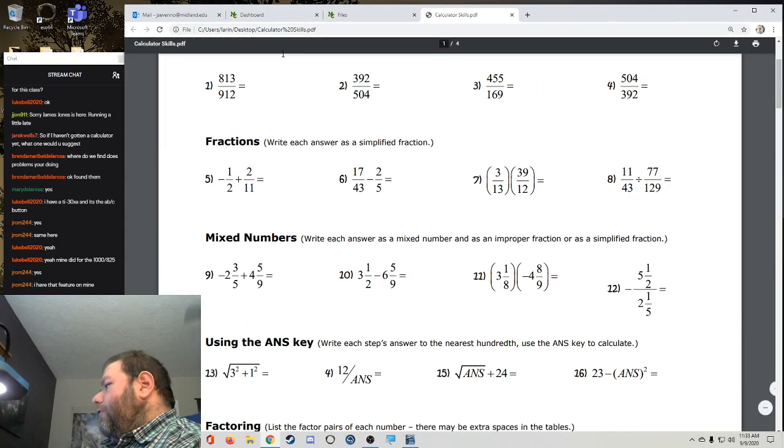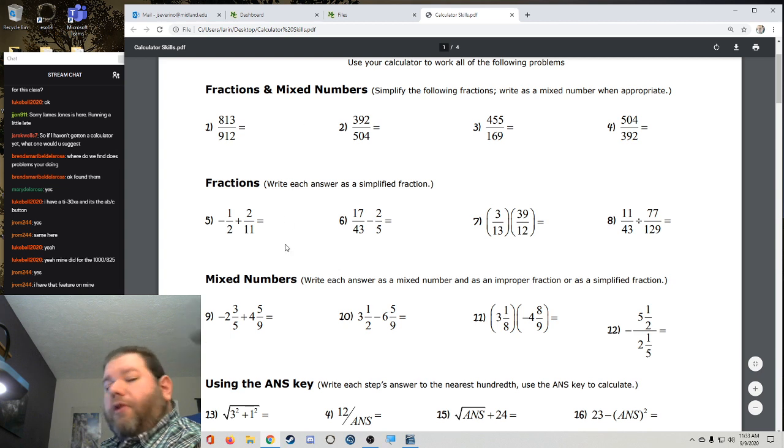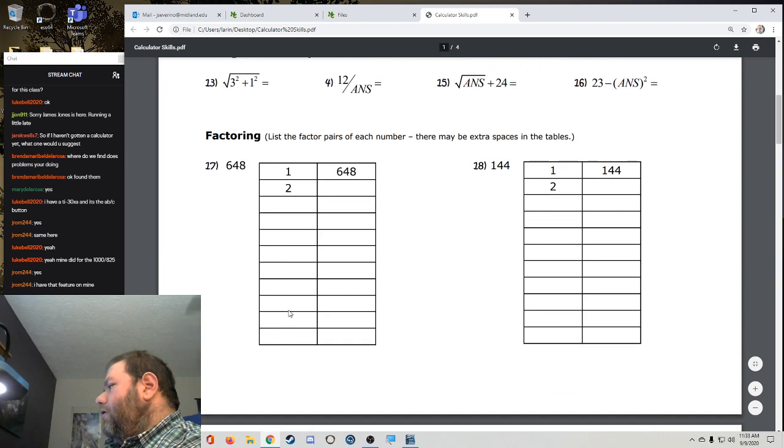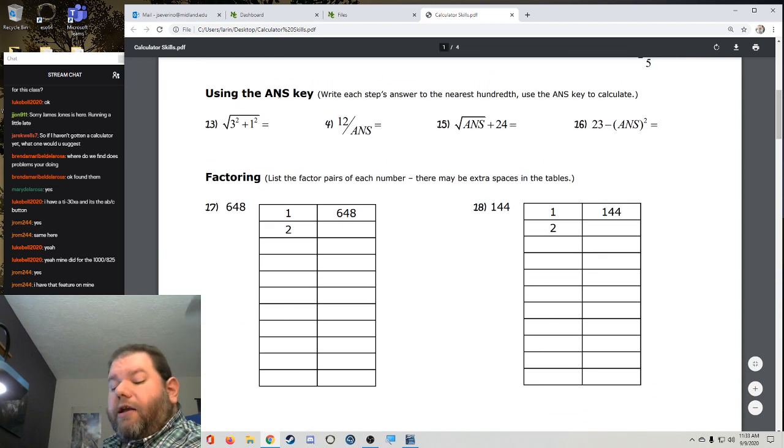So we talked about these first three sections of problems now: fractions, operations on fractions, and then operations on mixed numbers. Note that we do want to write each number as a mixed number and as an improper fraction or as a simplified fraction, which the calculator should actually simplify for us, so it's not strictly a concern there. Next thing we want to look at is using the Ans key.